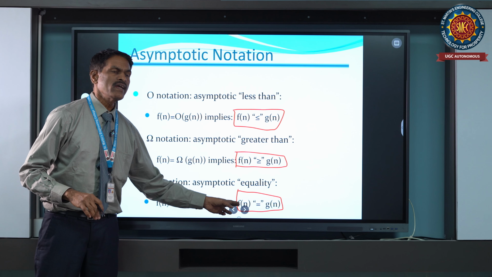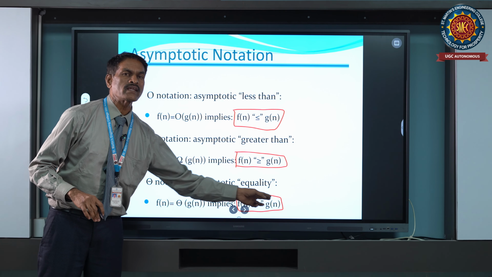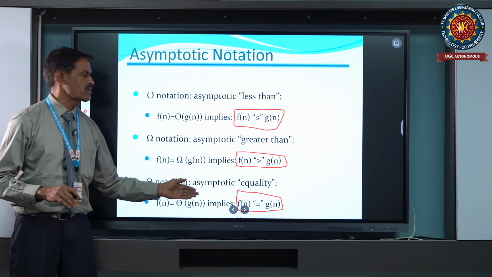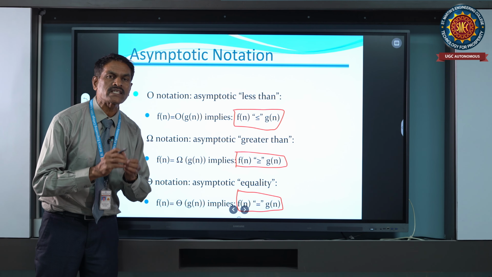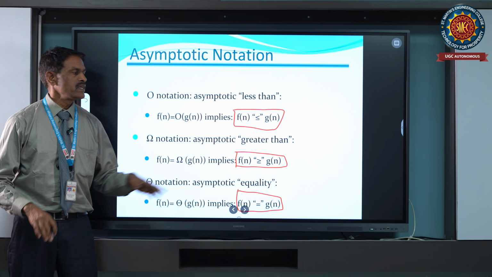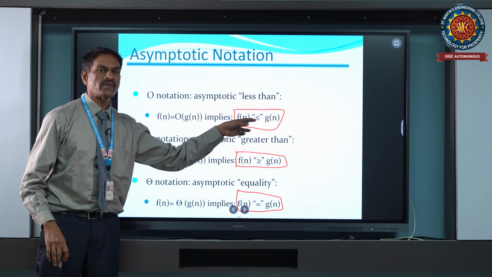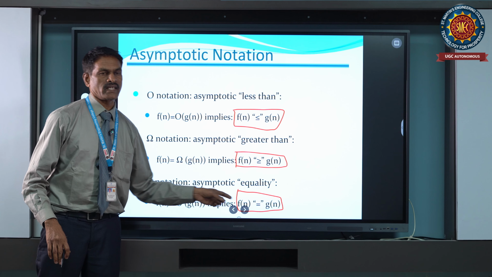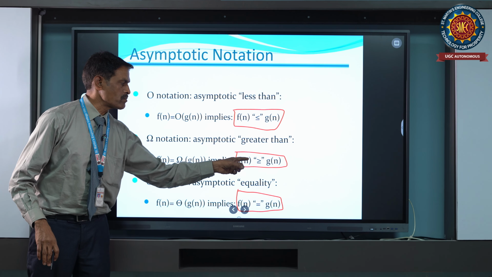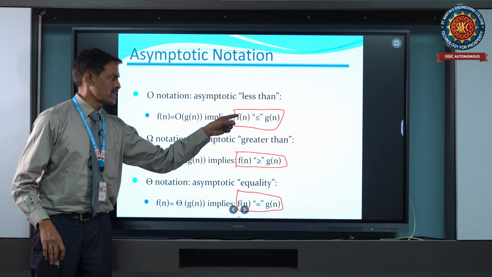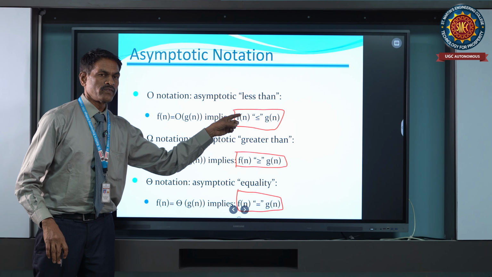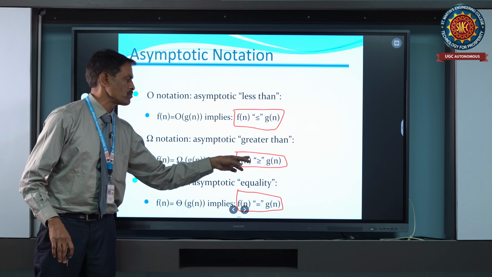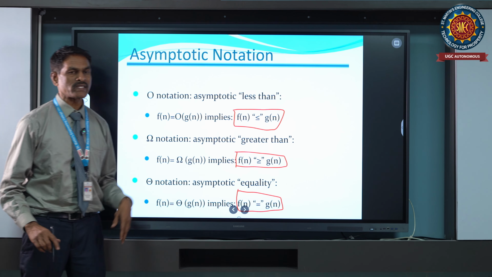Next, f of n equal to g of n is the average case, meaning the tight bound. So we use it as worst case, best case, and average case. That is maximum, minimum, and average, the worst case mechanism, best case mechanism, and average case mechanism.